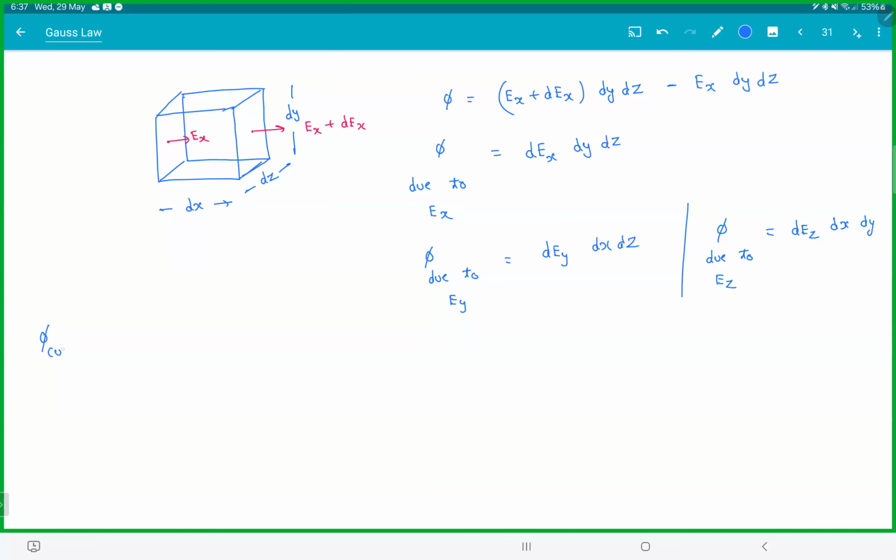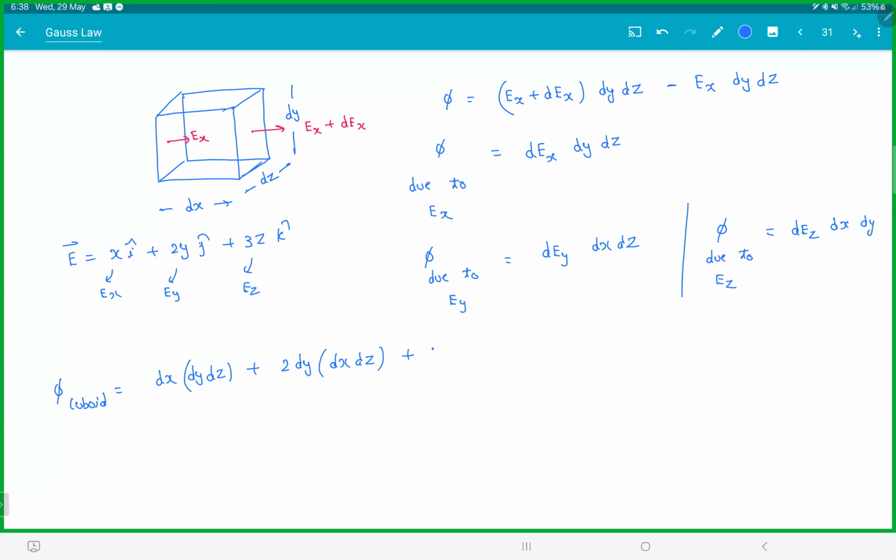Xi cap plus 2y j cap plus 3z k cap. So this is your Ex, this is your Ey, and this is your Ez. So differentiate: dEx will be dx, and that guy would be dy dz. dEy will be 2 dy, that guy would be dx dz. And this guy would be 3 dz, that guy would be dx dy. If you add all of them, you end up with 6 times dx dy dz.